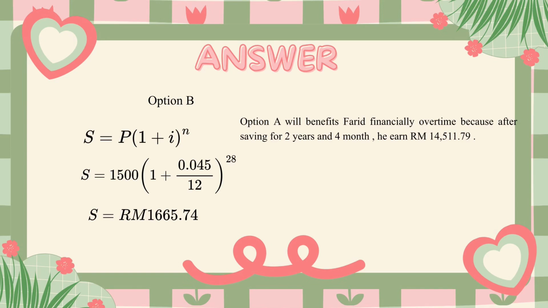We will get a final answer for option B of 1,665 and 74 cents. In conclusion, option A is better because option A will benefit Farid financially over time, because after saving for 2 years and 4 months, he can earn 40,511 and 79 cents.